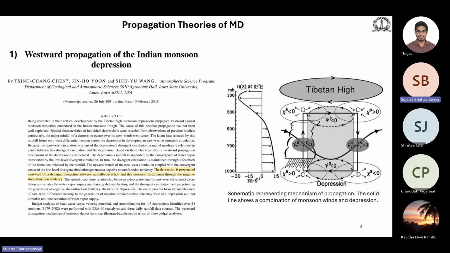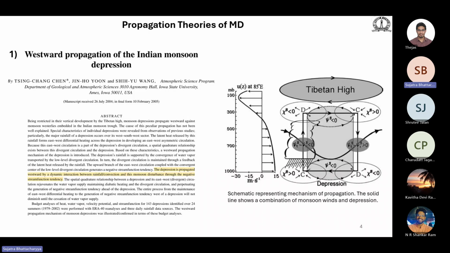Now, the convective activity shown here is to the west. It's mostly because there have been studies that have mentioned the presence of convective activity higher towards the western side of the depression. And so in time, because of this convective activity, there results a generation of latent heat.